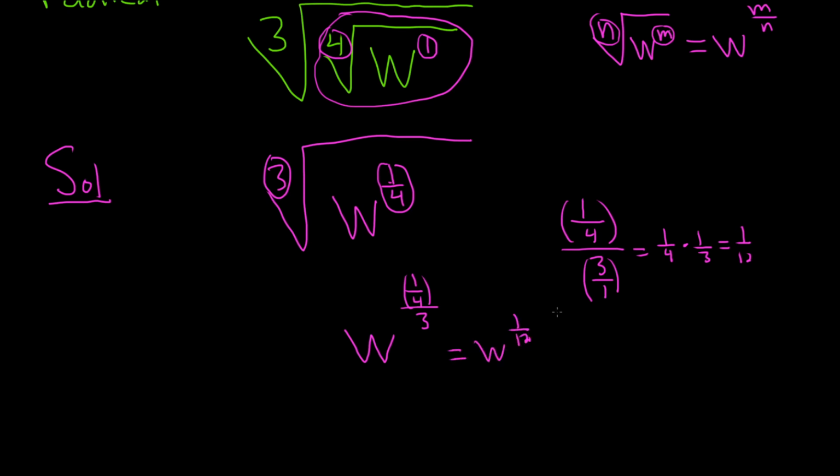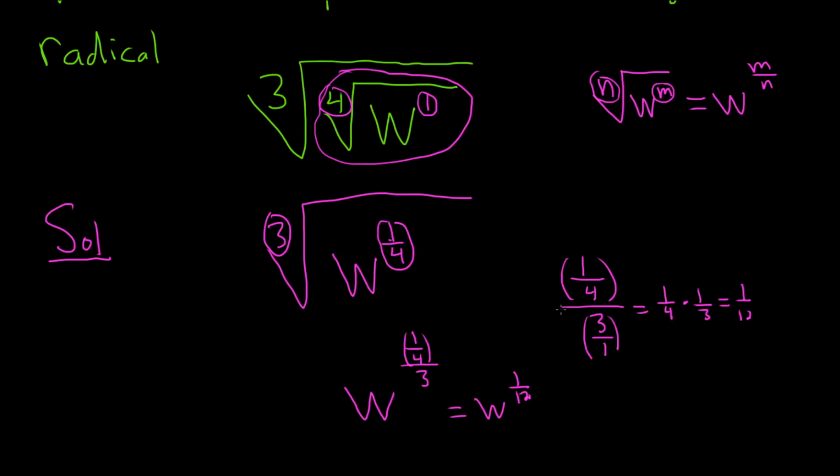So recap, what did we do? So the first step is we realize that this is w to the 1 over 4. So we got here. Then we use the rule again. So it's really w to the 1/4 over 3. So we got here. Then we divided, realizing that division is multiplication by the reciprocal.